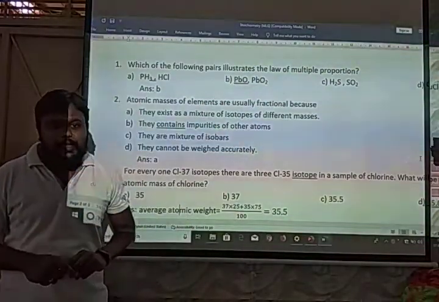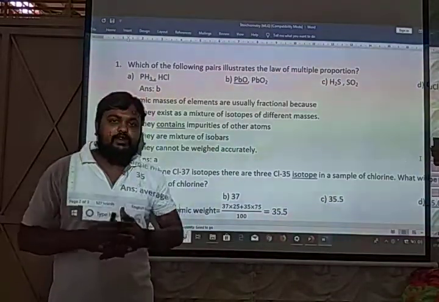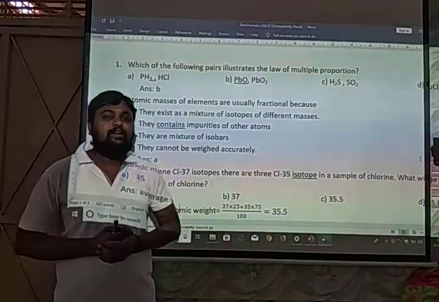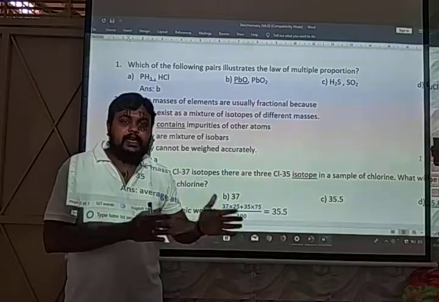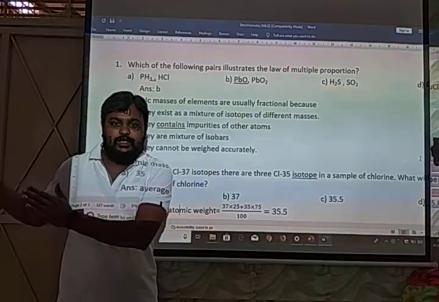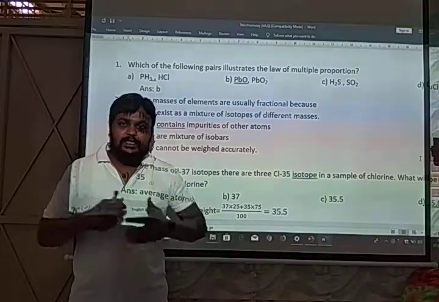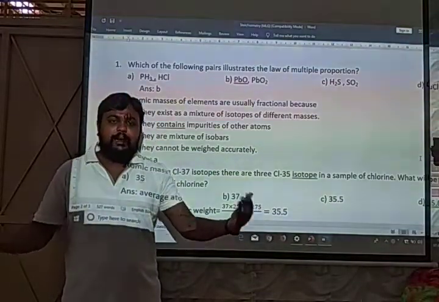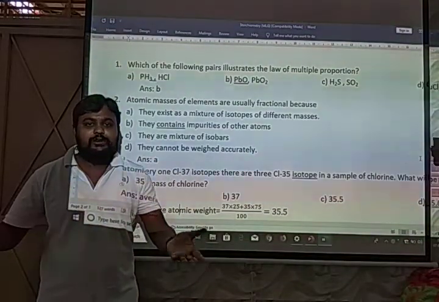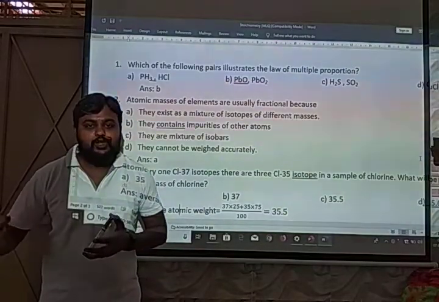Multiple proportion means if you take two or more elements, they combine together forming two or more compounds. In those compounds, one of the elements is kept constant and the other element varies in a whole number ratio, that is 1:2:3:4 like that. If you take hydrogen and oxygen, when they combine together forming two compounds, one is water and another is hydrogen peroxide. The formula of water is H2O and the formula of hydrogen peroxide is H2O2.